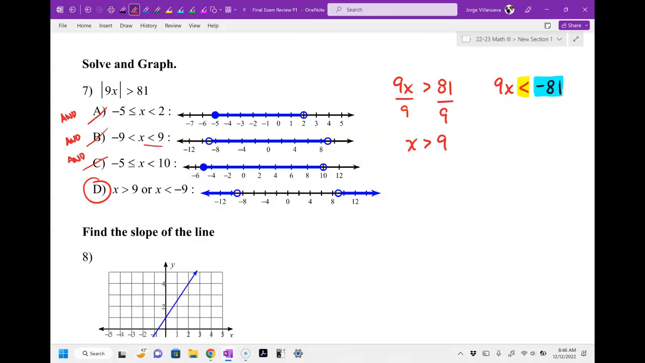How do I know it's or? Because this symbol points to the right. And if it's pointing to the right, it's an or. If it points to the left, it's an and. So this way is and, this way is or. So I'm just going to keep solving though. Let's just get this done here. So x is less than negative 9. So you can see it's D. This is an or problem.